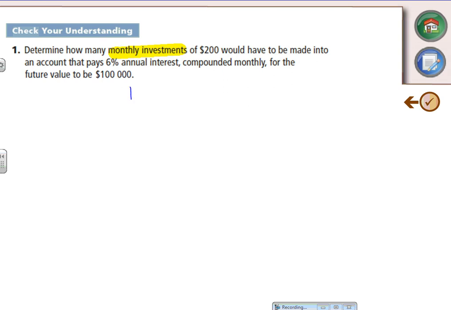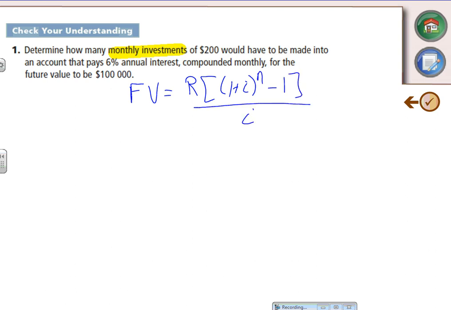Okay, so let's start with our formula. Future value is equal to R times 1 plus i to the n minus 1, over i. Let's fill in what we know. So we know we've got FV, we've got R, we've got i, we've got n.